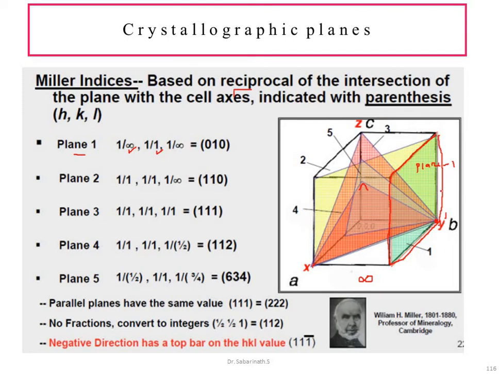Let's see which point it will intersect. Again, plane 1 intersects the z-axis at infinity. No intersection is there, or we can say it intersects only at infinity. So here we write the reciprocal, 1 by infinity. 1 by infinity means 0, 1 by 1 is 1, and 1 by infinity again is 0.